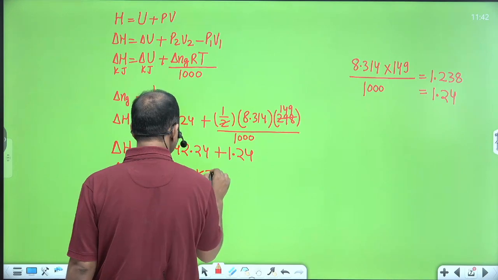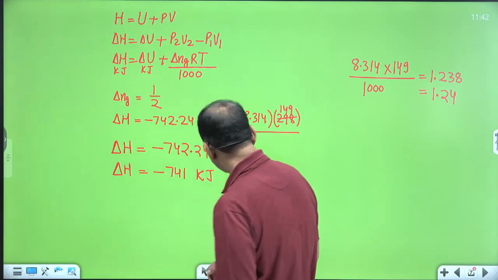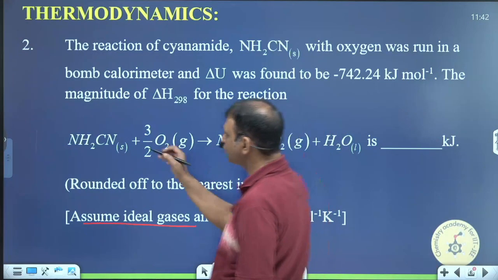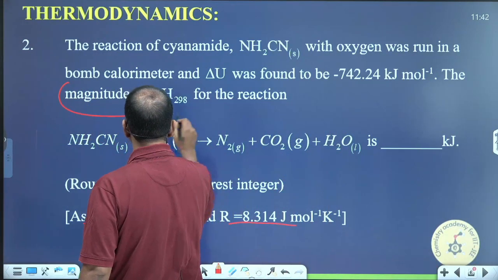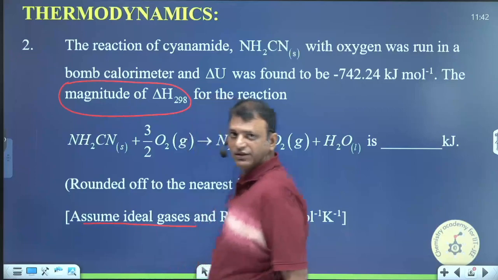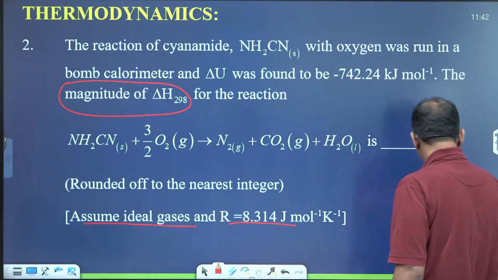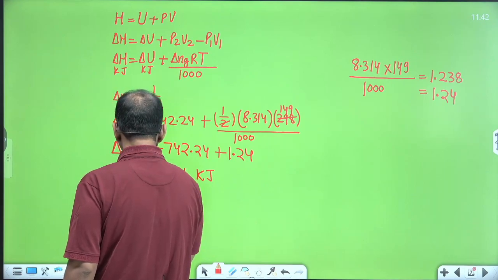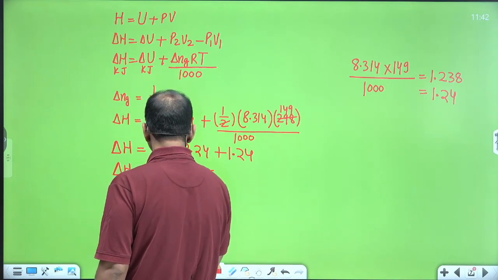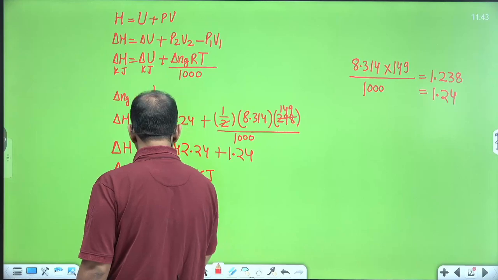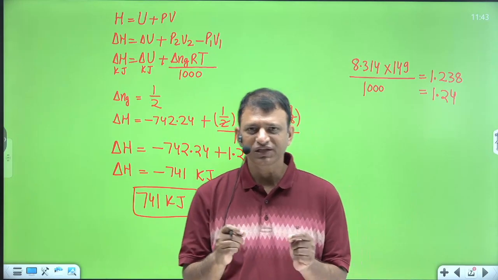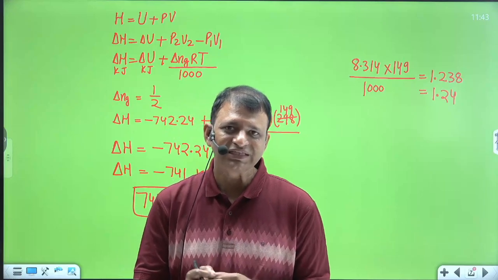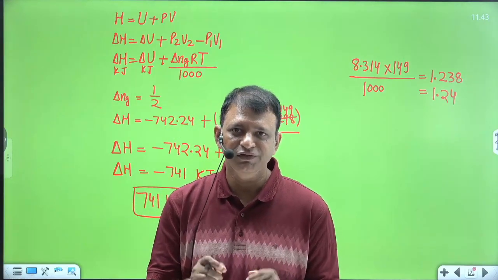741 kilojoule. Again, after solving the question, we should read the instruction that we have to calculate the magnitude of delta H. Okay, so the magnitude of delta H for this is 741. So 741 kilojoule will be the answer for this question, right? A very simple thing you have to keep in mind while solving the question in exam: read the instruction carefully, right?